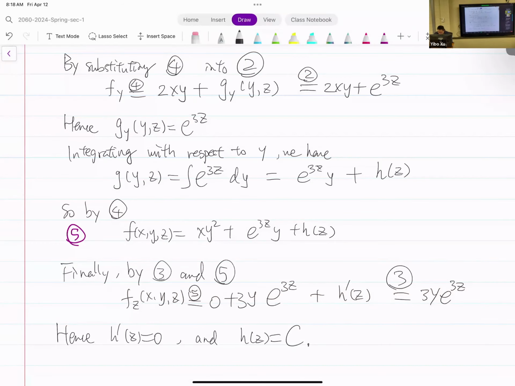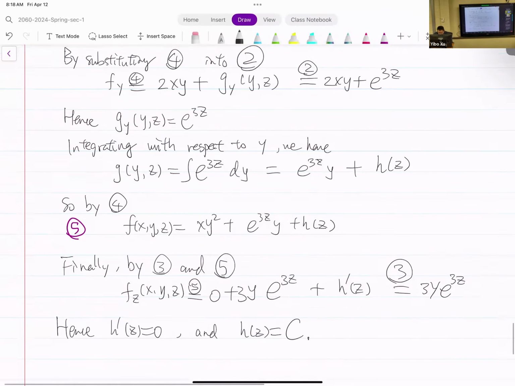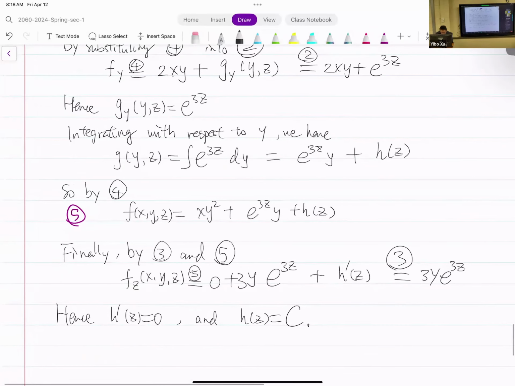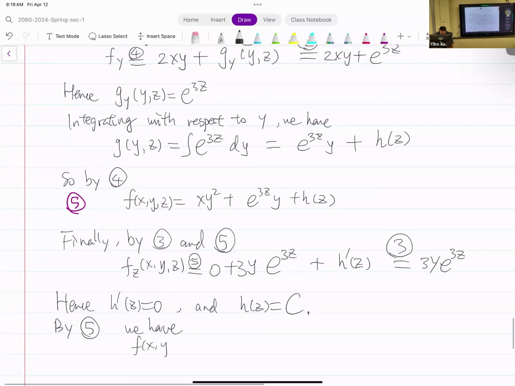So finally, now we know h, then we can trace back to equation 5, and we get the original function figured out. So by equation 5, we can conclude that f of x, y, z is x y squared plus e to the 3z times y plus this absolute constant. That's good.